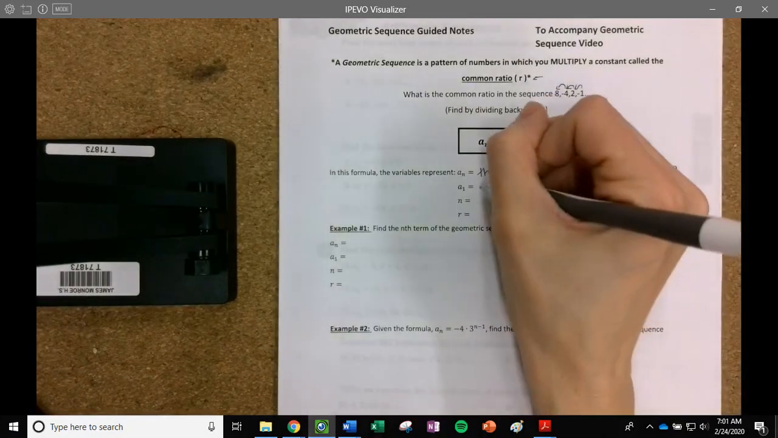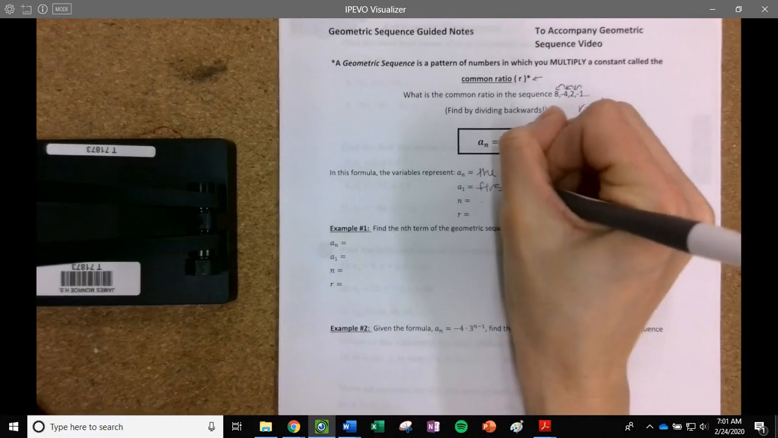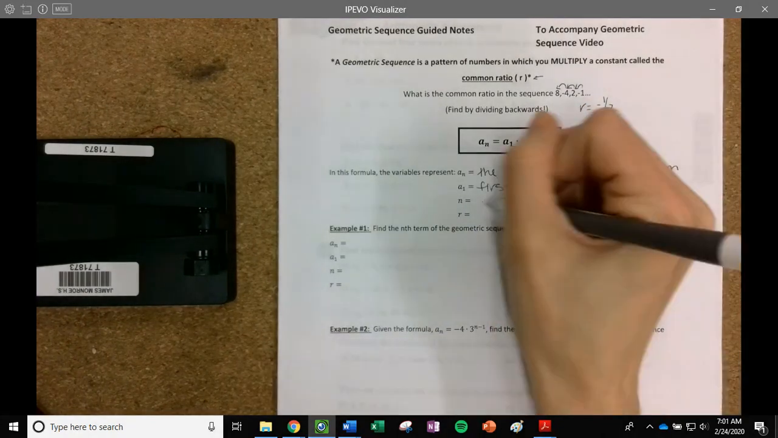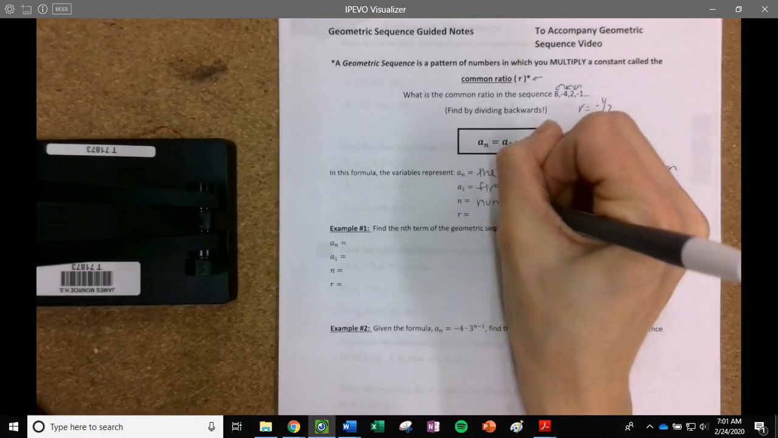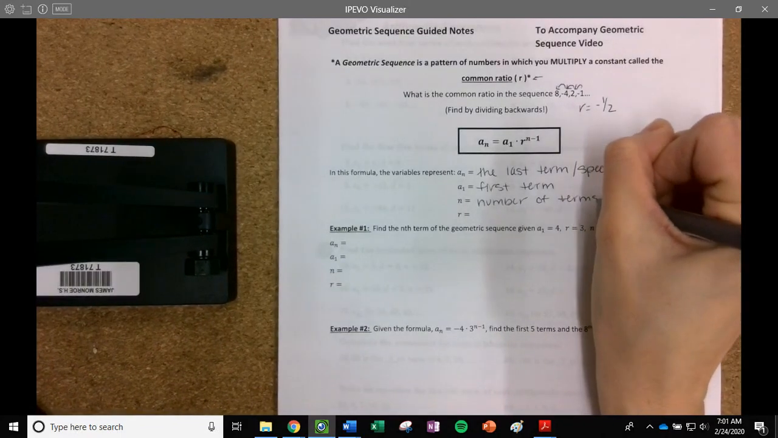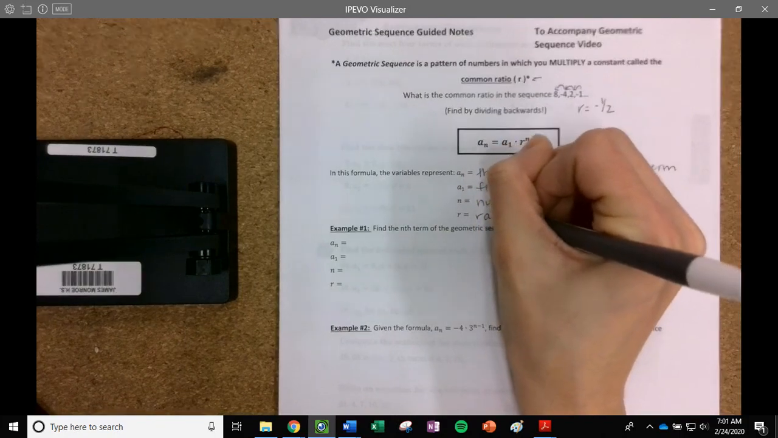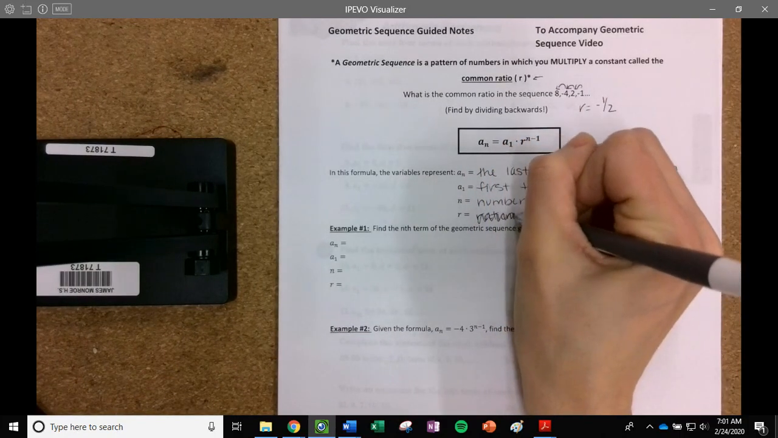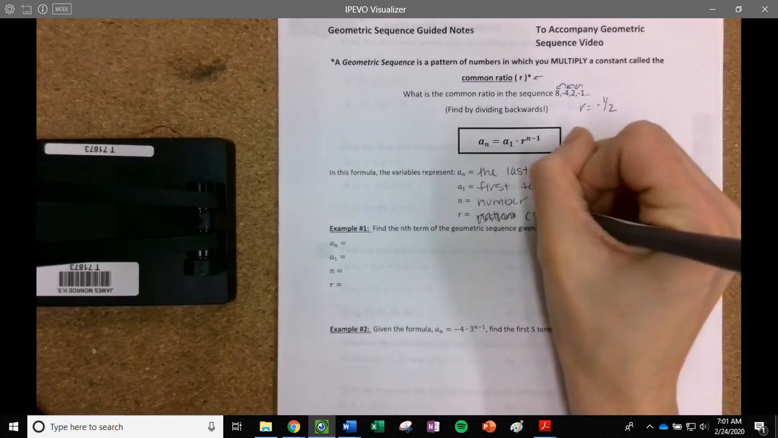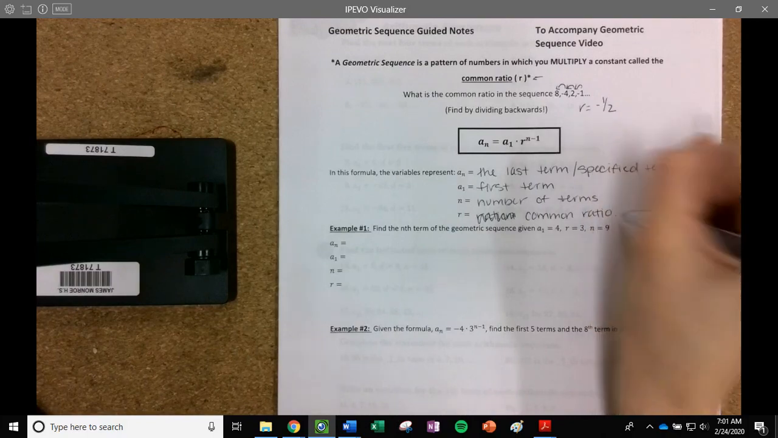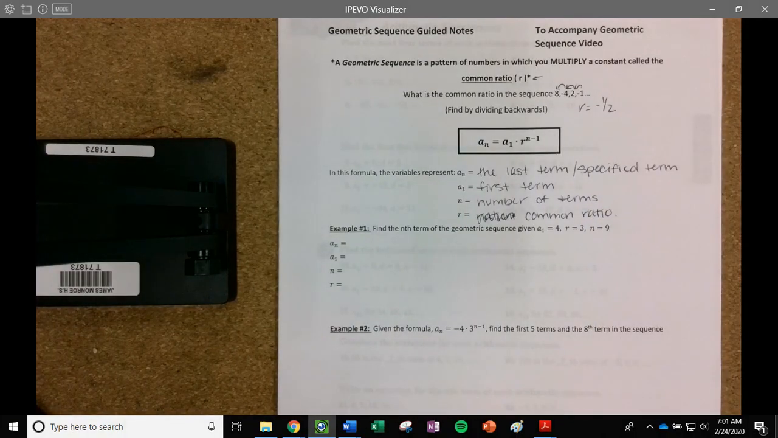Okay, a sub 1 is always the first term. n is going to be the number of terms. And r, we just talked about, is the ratio, the common ratio.